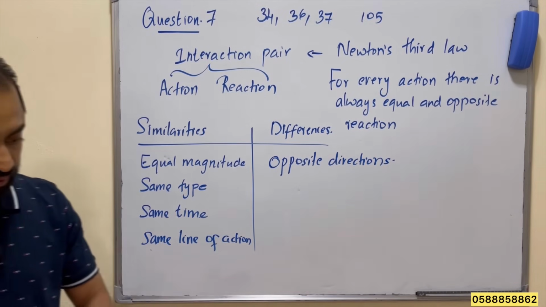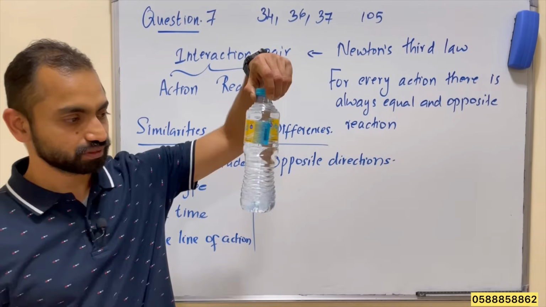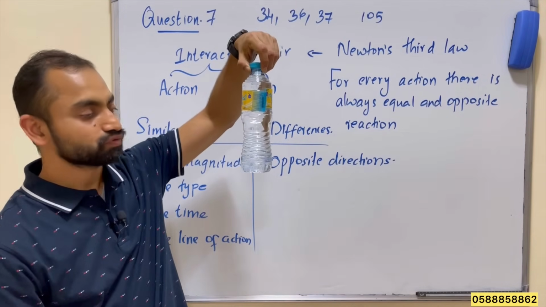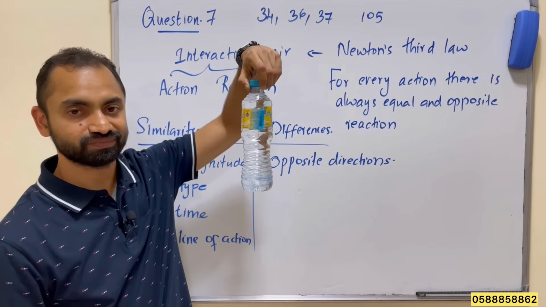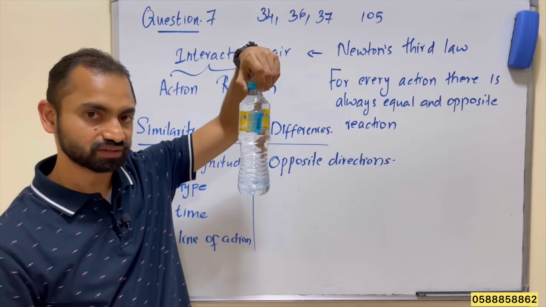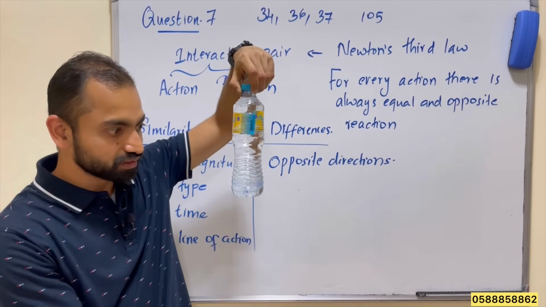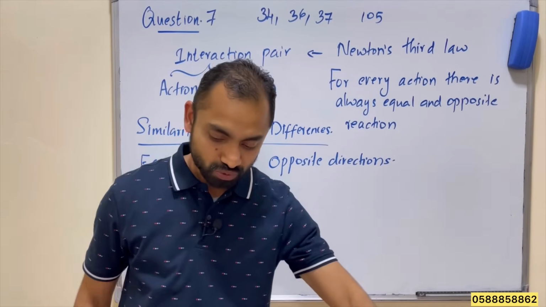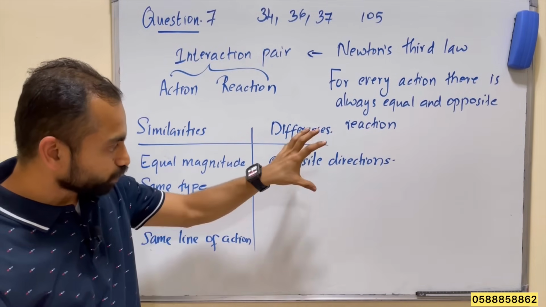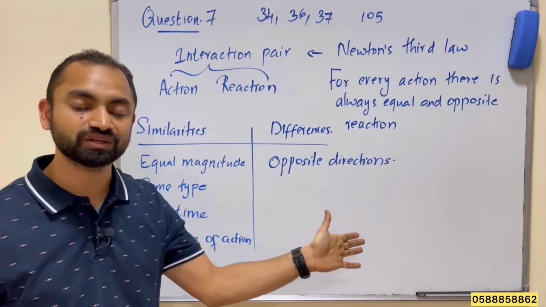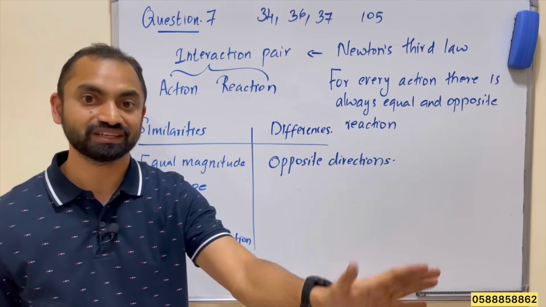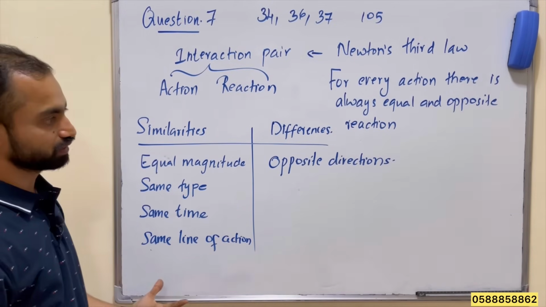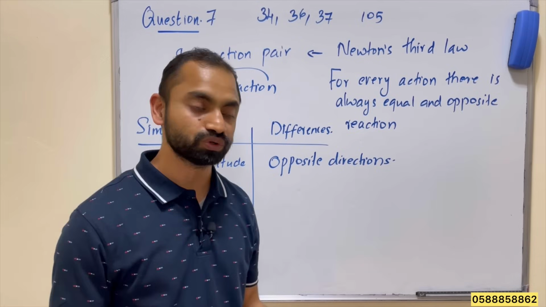If we take the example of this water bottle, Earth is attracting the water bottle downwards. Force is acting on the water bottle. What is the reaction? The water bottle is attracting the Earth upward. Force is acting on the Earth. So action will be acting on one object, reaction will be acting on the other object. Action and reaction, the interaction pair, will be acting on two different objects.